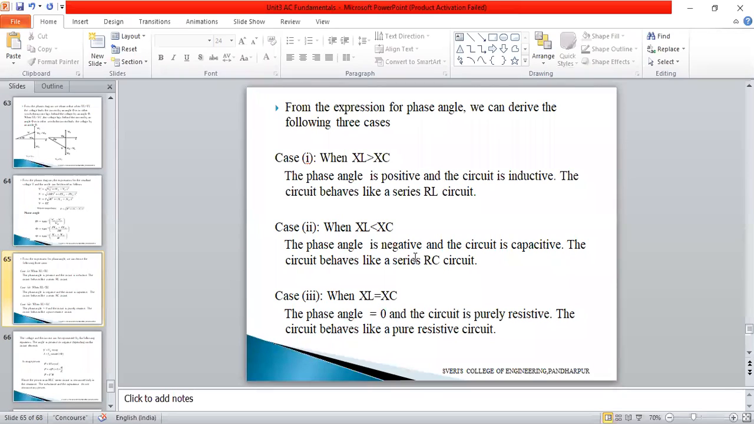The phase angle is negative, and the circuit is capacitive. The circuit is capacitive. It behaves like a series RC circuit.